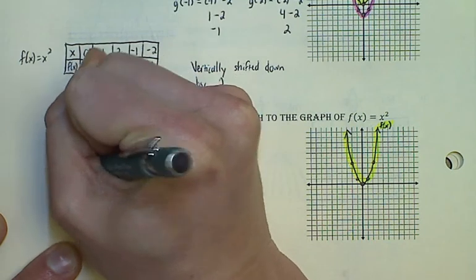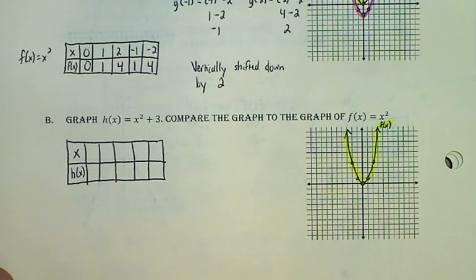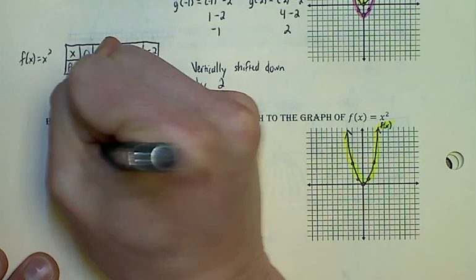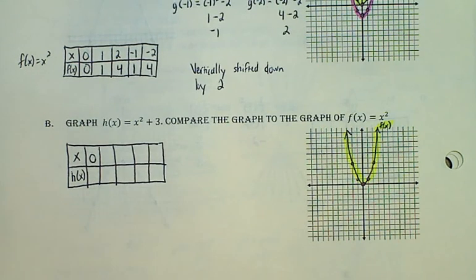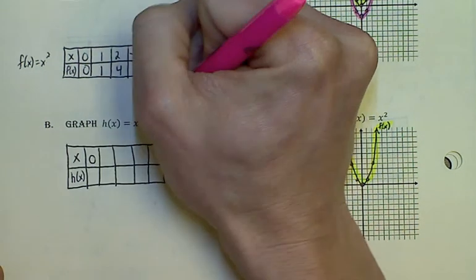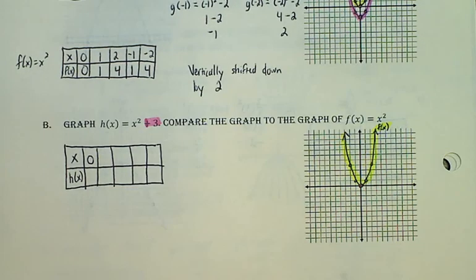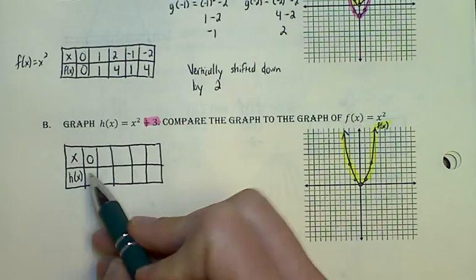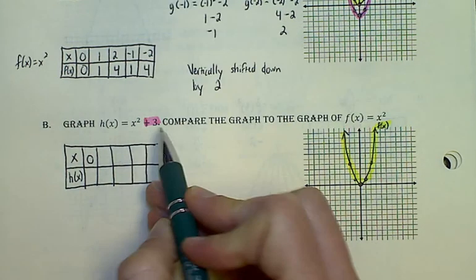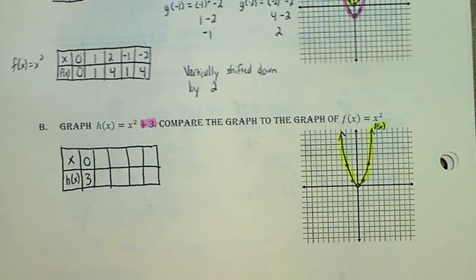So again, the x value is still going to be 0 for my vertex, and that's my starting point. But we've got this c value of +3, and that affects it. It's going to shift it, as we've learned, up 3. So if I plugged 0 in for x squared, I'd get 0 plus 3 is 3, so my h of x value would be 3. So my vertex is going to be at (0, 3).